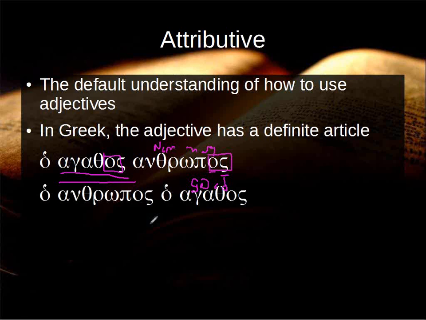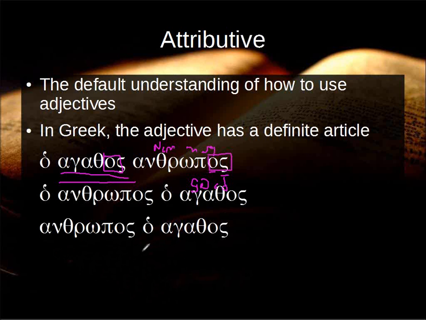Now, there's one other example that I'm going to show you guys. This one is the rarest example, okay? Basically, this example is as follows. Anthropos ha agathos. Here the noun does not have a definite article, but the adjective that it is attributing it to does have the article. Oh, okay. So, Josh, go ahead. You have your hand up. No, I just have my hand up for you to unmute me. Oh, okay. Thank you very much.